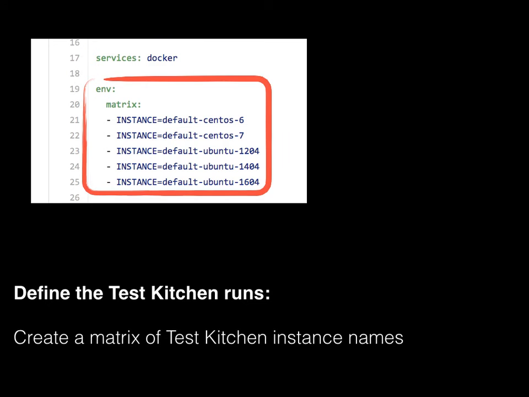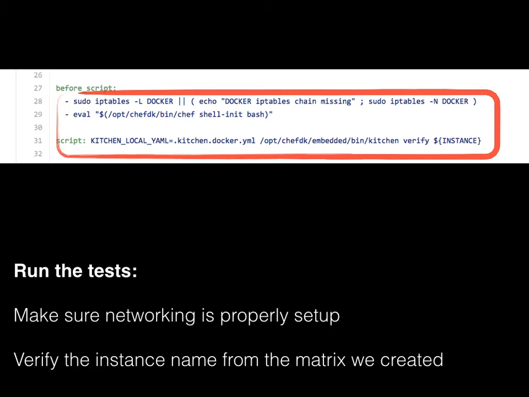And then we're going to define a matrix. So this matrix is the actual name of each of the test jobs we want to run, as if you were in Test Kitchen. So you can get this by just doing kitchen list, and you can copy and paste these all into a matrix. And you'll see how we iterate over this and actually build out what we want to test later. Our before script gets a little bit more complex this time.